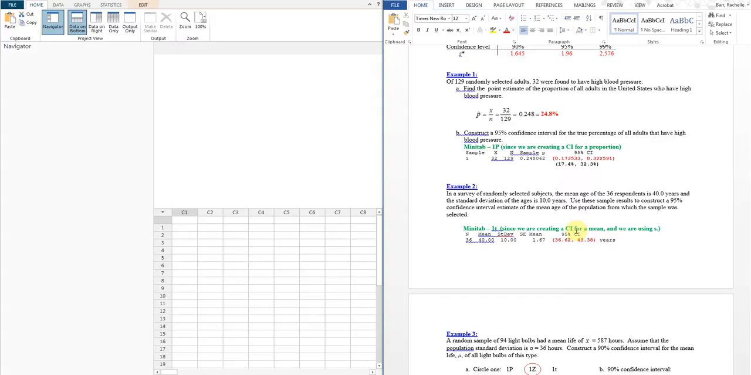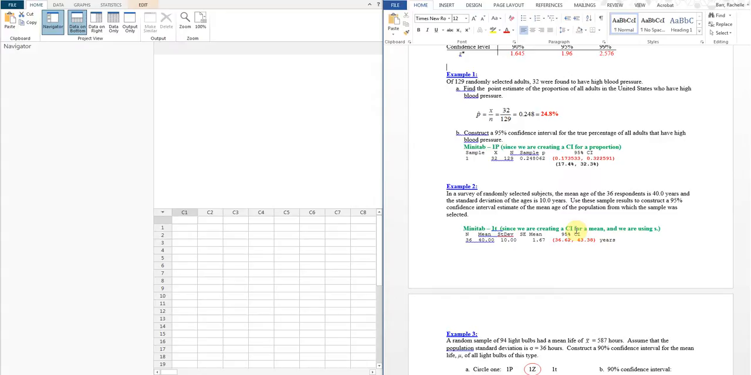So the first example we're going to look at is: out of 128 randomly selected adults, 32 were found to have high blood pressure. Find the point estimate for the proportion of all adults in the United States who have high blood pressure. That's just your sample proportion for the point estimate. Remember, it's a single estimator. So you want to take 32 and divide it by 129, which would give you about 24.8. The reason I did 3 decimal places here is so that when you round it, you get 1 decimal place on the percentage, which is a really common way of writing percentages.